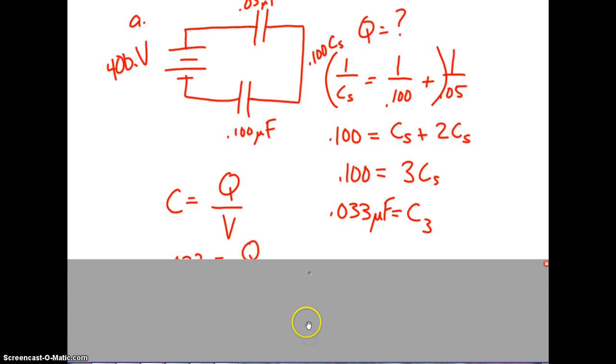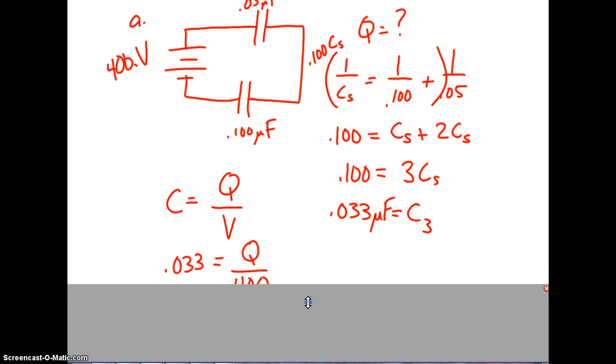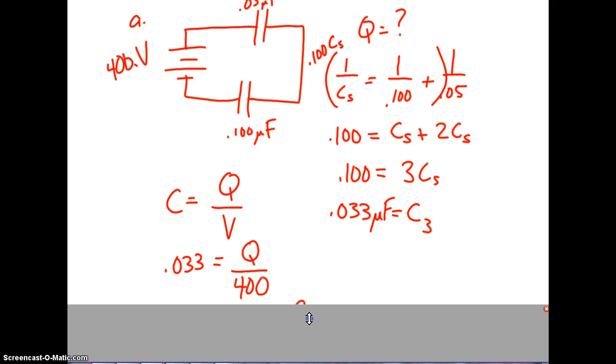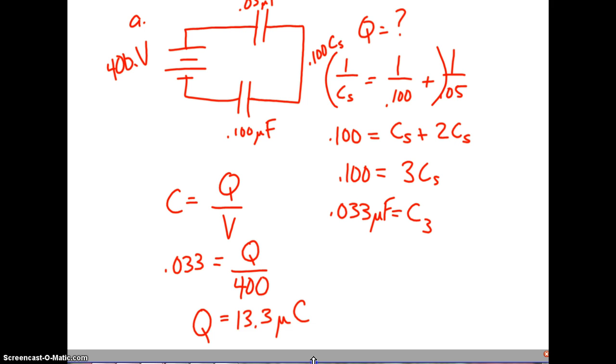C equals Q divided by V. Go ahead and substitute our total capacitance and our total voltage, gives you the total charge. And remember, this total charge remains constant in a series circuit. So the total charge is 13.3 microcoulombs on each plate of each capacitor.